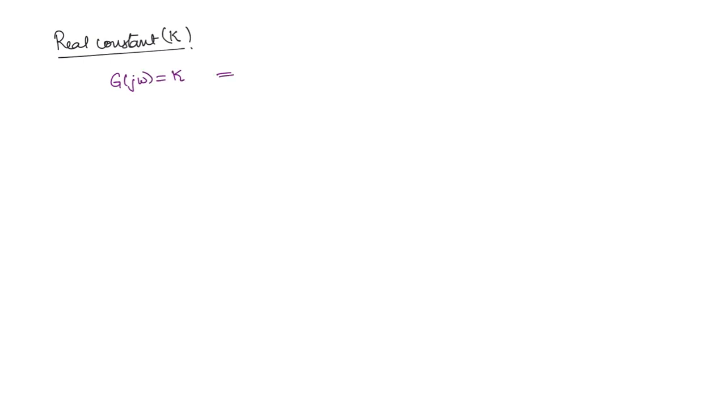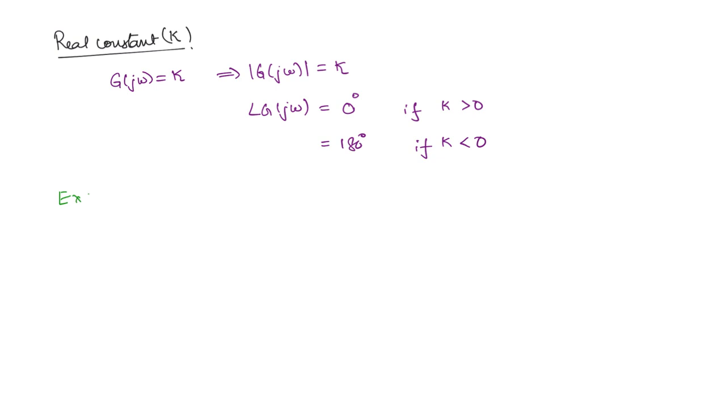Then what will be the magnitude? The magnitude is simply going to be that constant k. And what about the phase? The phase of g of j omega is going to be equal to 0 degrees if k is greater than 0. If it is less than 0, it means it is on the negative real axis, and then it is going to be 180 degrees. So as an example, let us take g of j omega equal to 10.